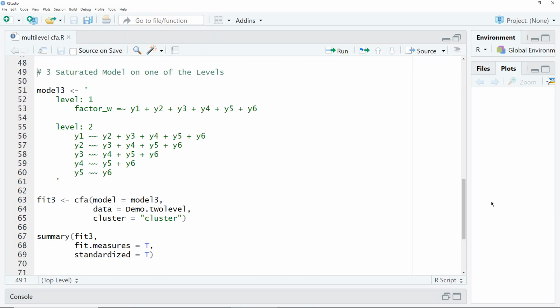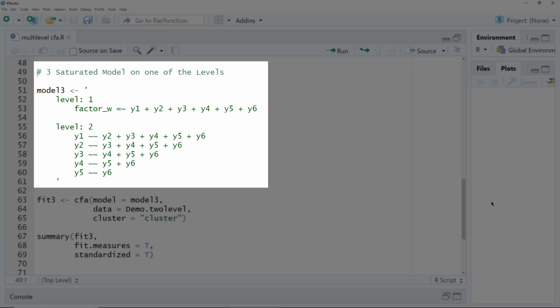Another thing that's important to know, you always have to model both levels. Even if you're only interested in the level 1 CFA, you still have to define a model for level 2. But what you can do if you're not interested in level 2 is define a saturated model. And that's what I've done here. I just correlated all items with each other. So this will more or less lead to a perfect fit on level 2. And this way we can look at level 1 only later on when it comes to model fit.